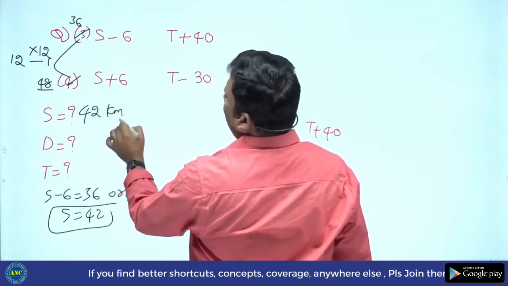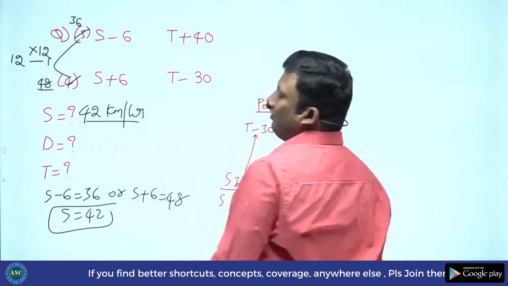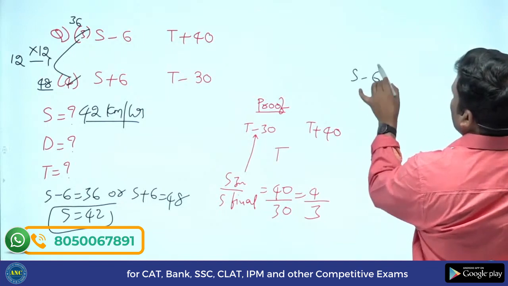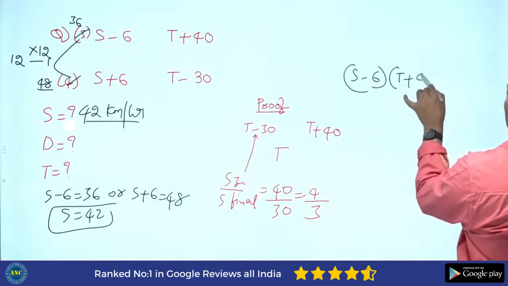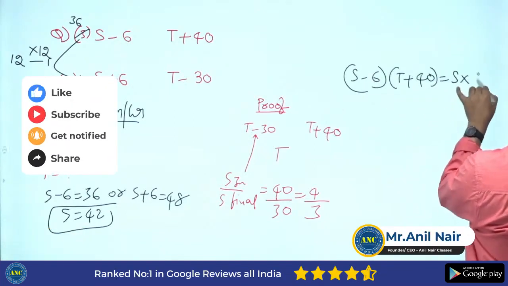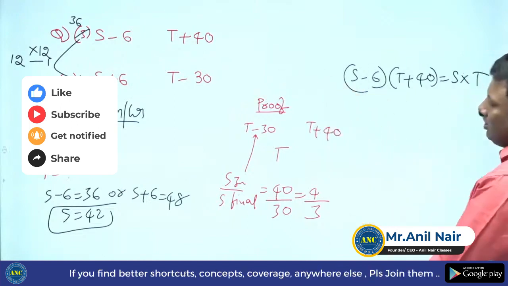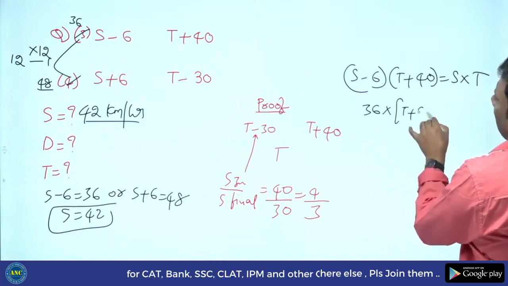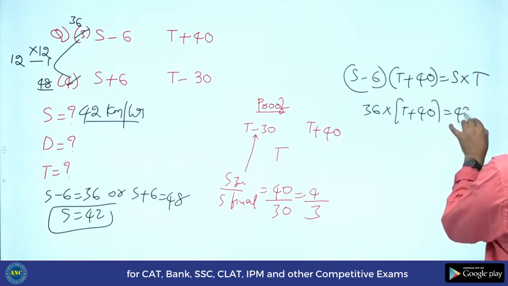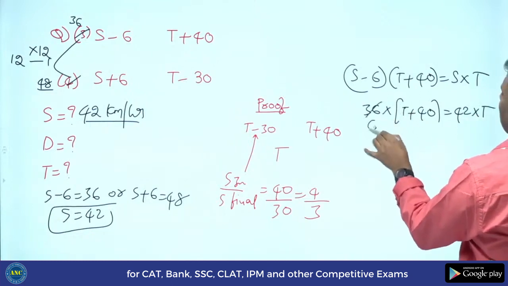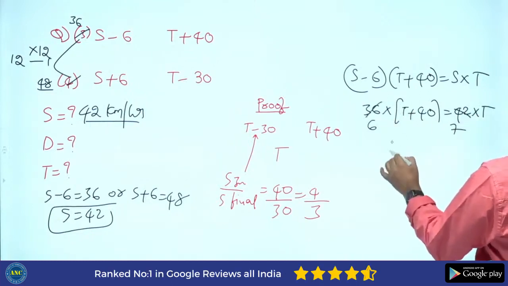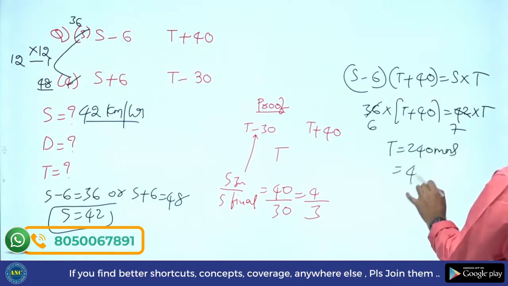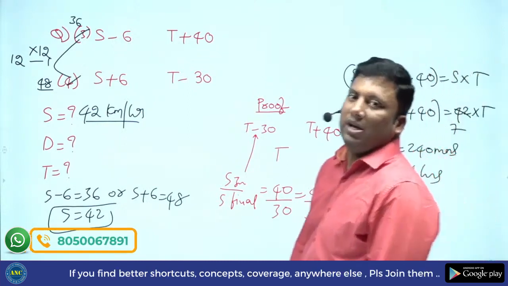Speed will become 42 kilometers per hour. How to get the distance? S minus 6 into T plus 40 is actual speed into actual time. Or you take the other one, that also will give you. 42 minus 6, 36, into T plus 40 equals 42 into T. 6 6s are 36, 6 7s are 42. So T equals 240 minutes, which is 4 hours. So time is 4 hours.